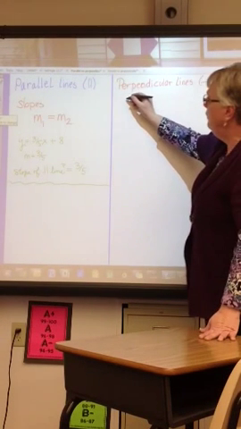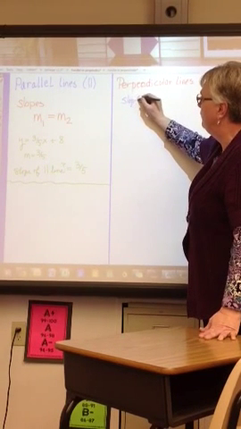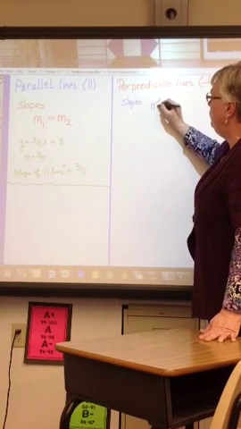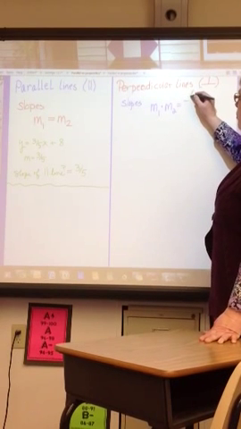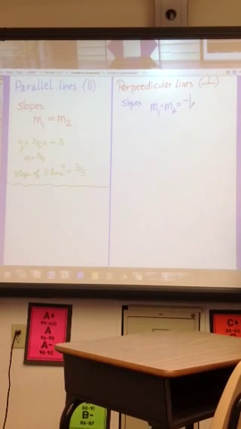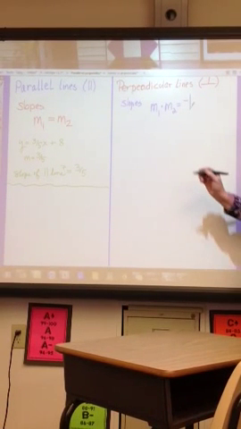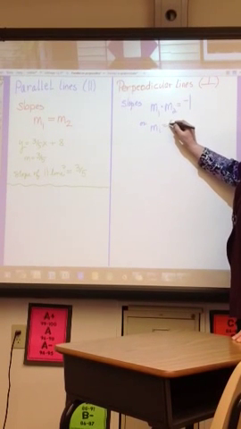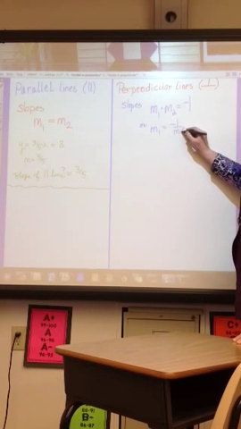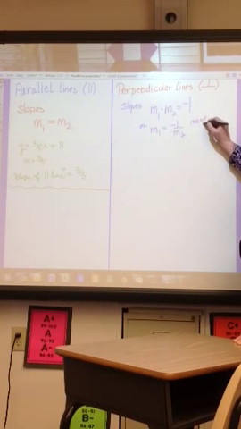And again, we're going to look at the slopes. If you have two lines that are said to be perpendicular, then the product of their slopes is -1, or we say that one slope is the negative reciprocal.